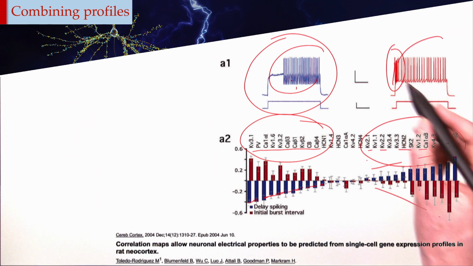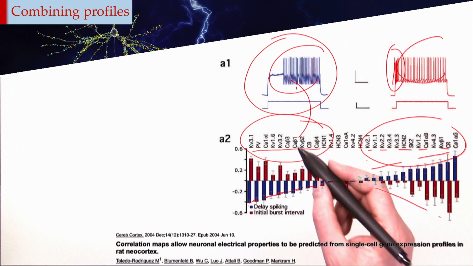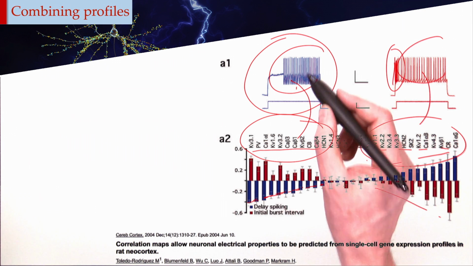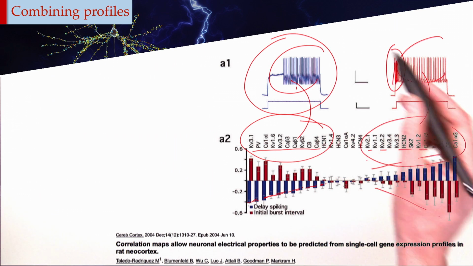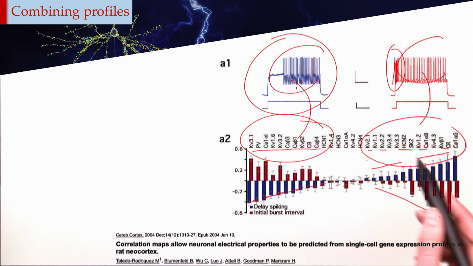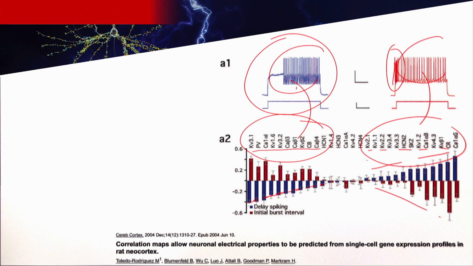So we don't only look at the electrical properties, we also have looked deeply into what genes are expressed in them. And that gives us confidence that we have two different classes. As you can see in this case, it's a very clear separation of two electrical types of cells.